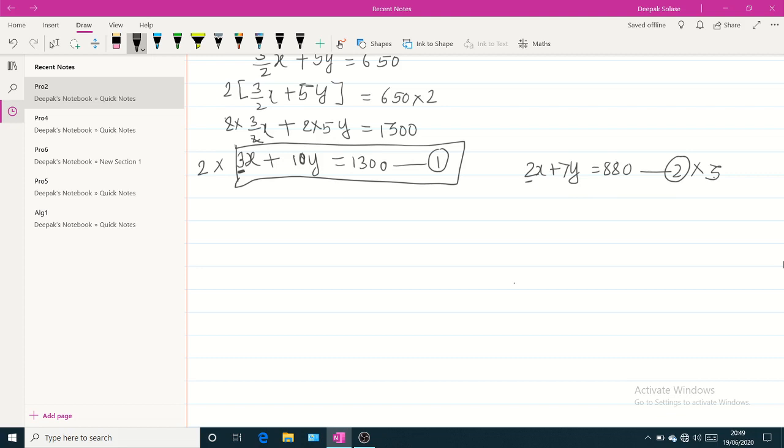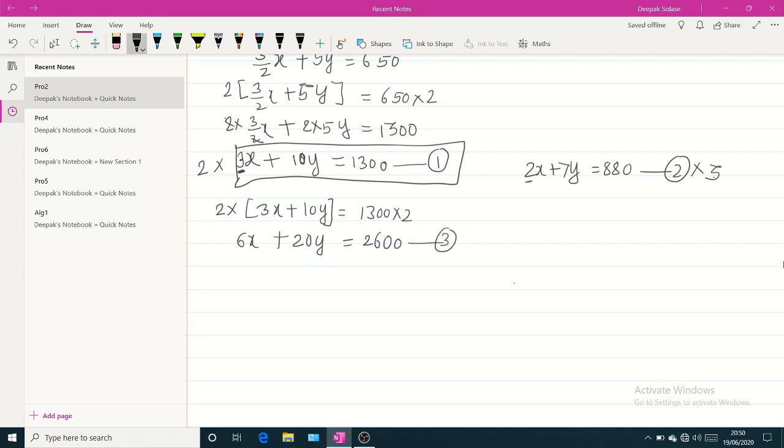By multiplying, what will we get? 3 2s are 6. So I am writing 2 into equation 1: left hand side 3x plus 10y is equal to 1300 multiplied by 2, because I am multiplying by 2 on both the left hand side as well as the right hand side. So this equation becomes 6x plus 20y is equal to 2600, right? This is equation 3.